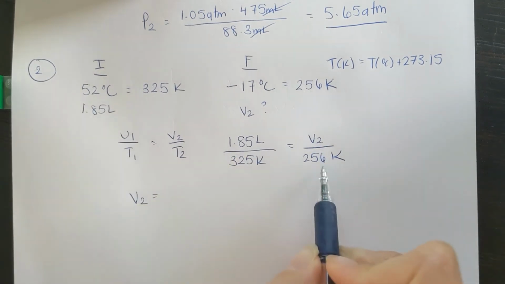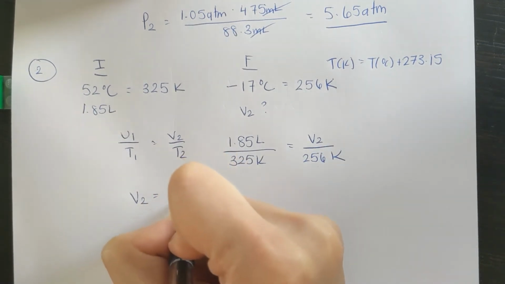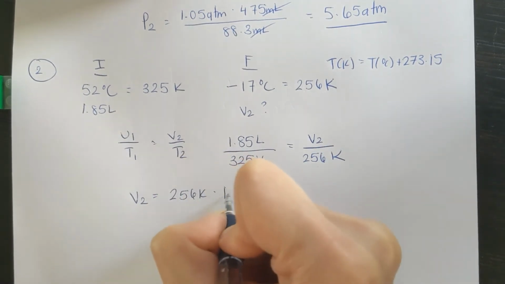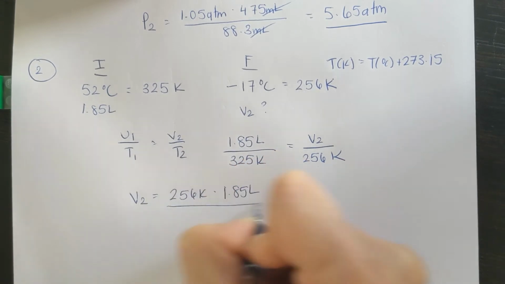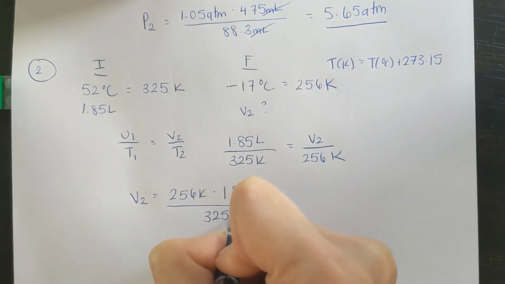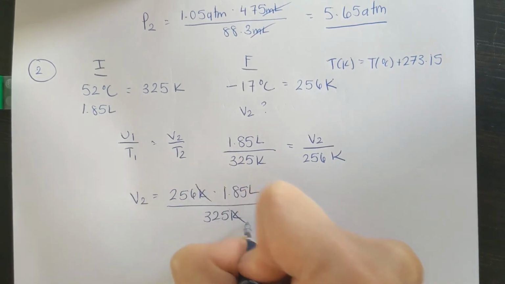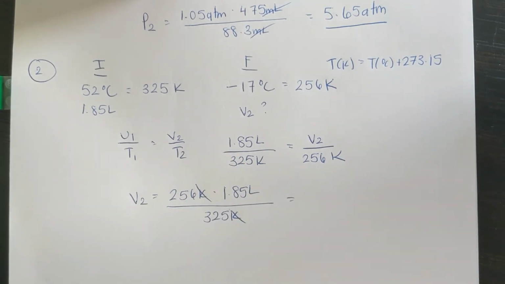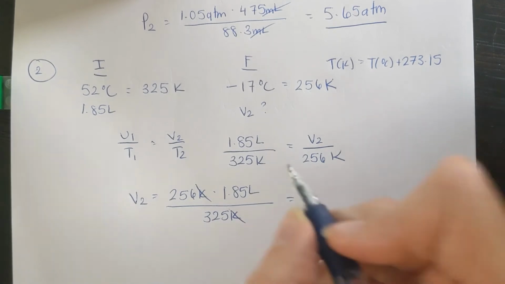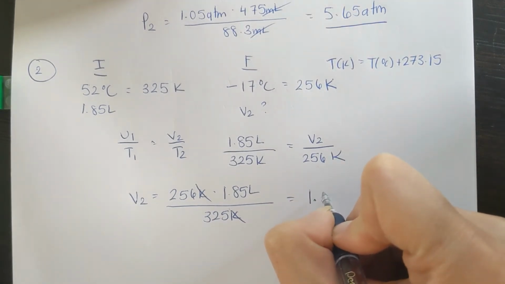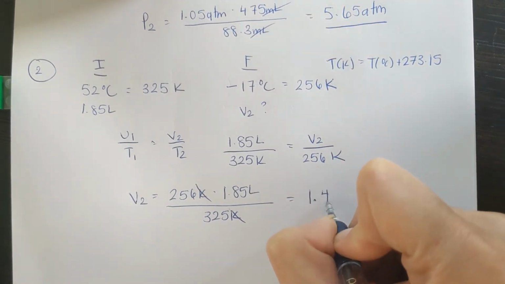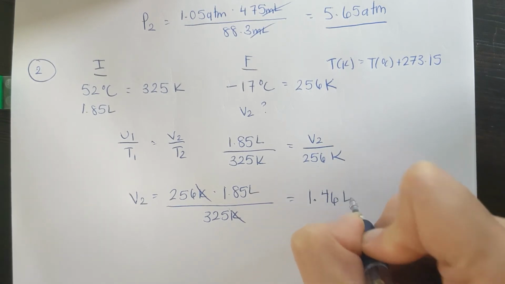Okay, so I'm going to solve for V2. V2 equals 256 Kelvin times 1.85 liters divided by 325 Kelvin. So our Kelvins cancel and we're solving for our volume. So 256 times 1.85 divided by 325 gives us, we'll call it, 1.46 liters.